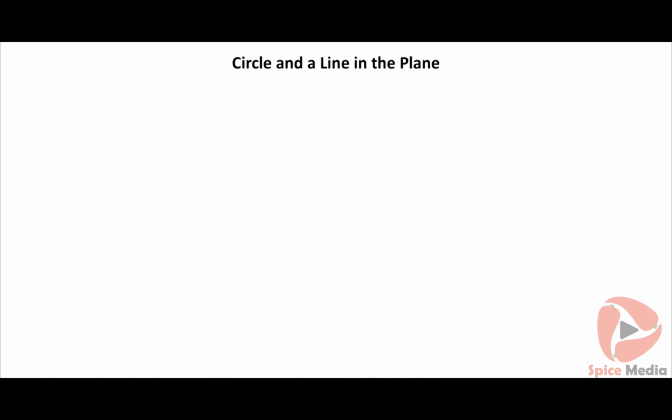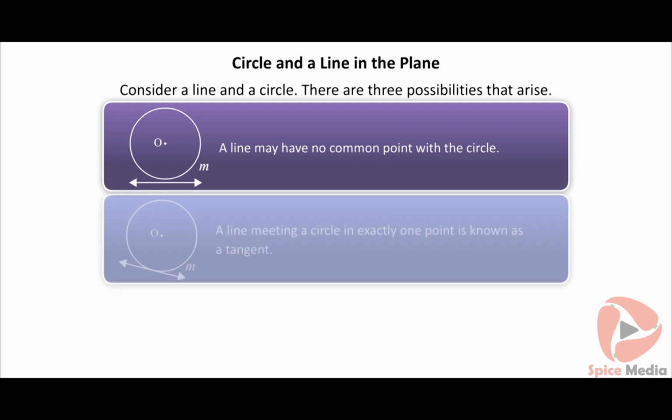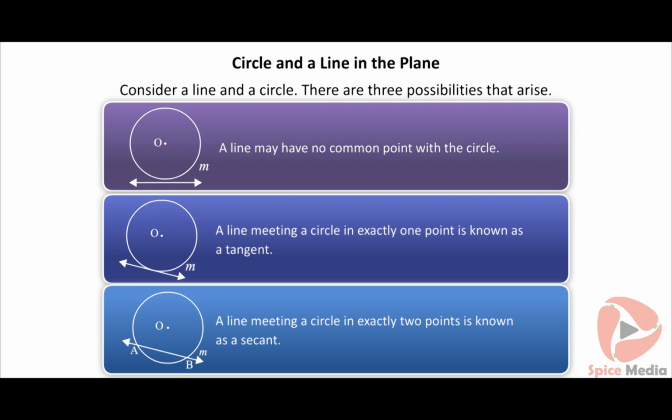Let us learn about a circle and a line in the plane. Consider a line and a circle. There are 3 possibilities that arise. A line may have no common point with a circle. A line meeting a circle in exactly 1 point is known as a tangent. A line meeting a circle in exactly 2 points is known as a secant.